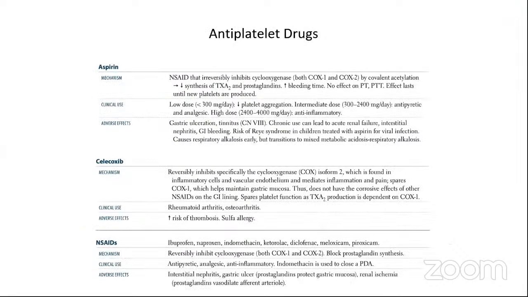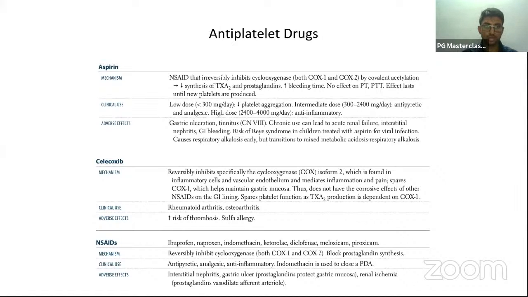Continue. So the aspirin. It is a non-steroidal anti-inflammatory drug that irreversibly inhibits cyclooxygenase, both COX-1 and COX-2, by covalent acetylation. It inhibits synthesis of thromboxane A2 and prostaglandins. So it increases bleeding time. No effect on PT and APTT because it does not have an effect on any coagulation pathway. So the effect lasts until new platelets are produced.